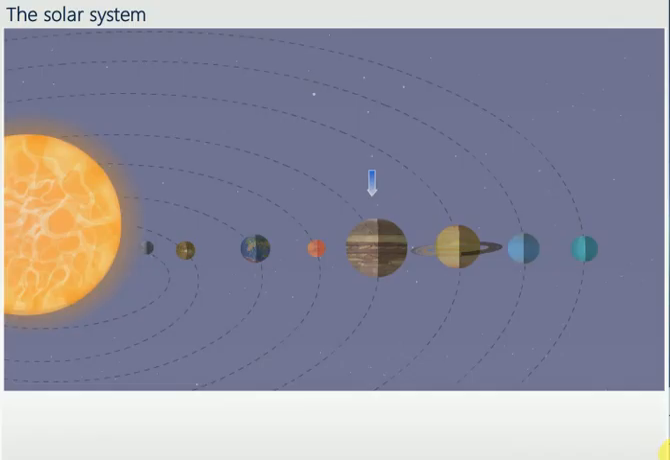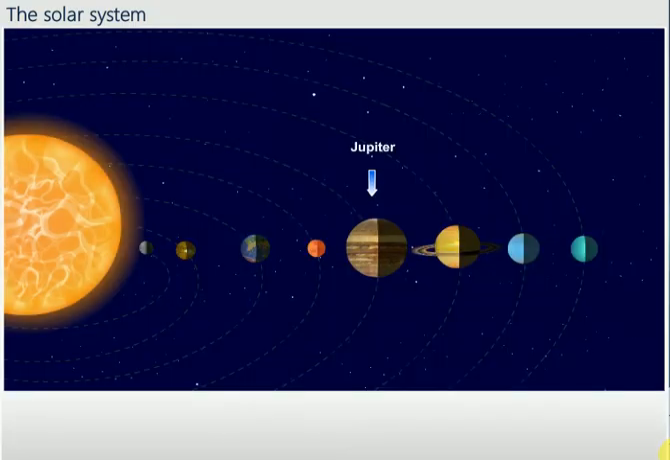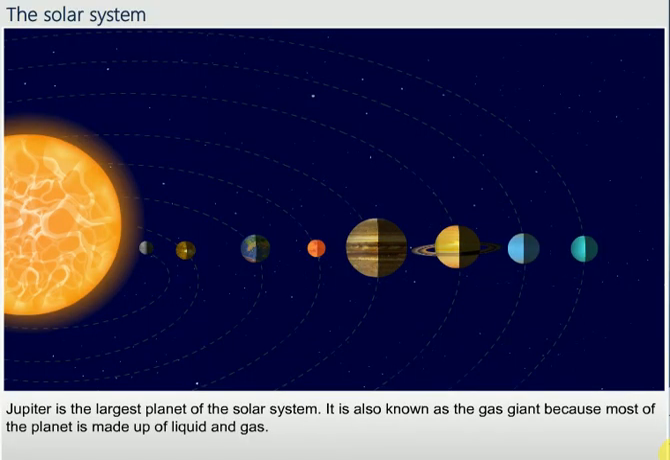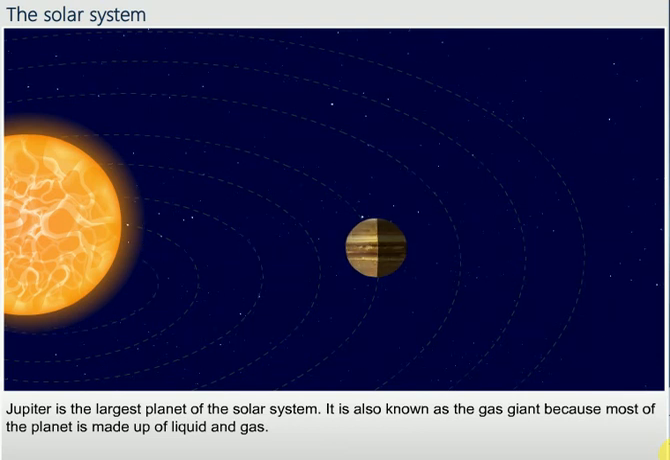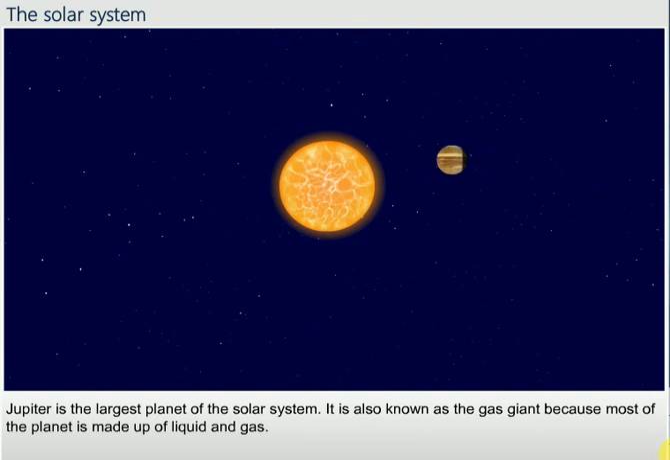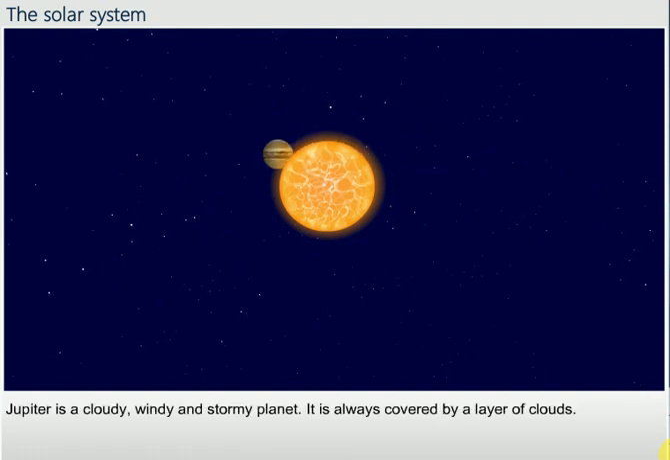Saturn is the second largest planet of the solar system. It consists mostly of gas and liquid, though it may have a small core of rock and ice. Like Jupiter, even Saturn has many satellites.